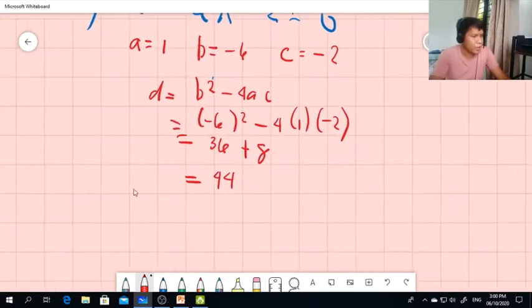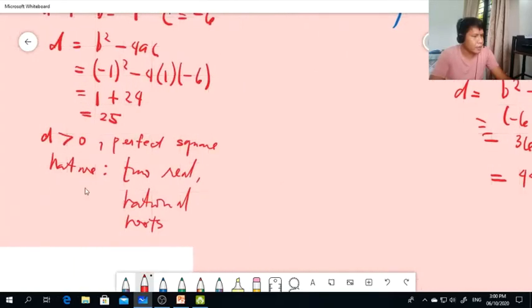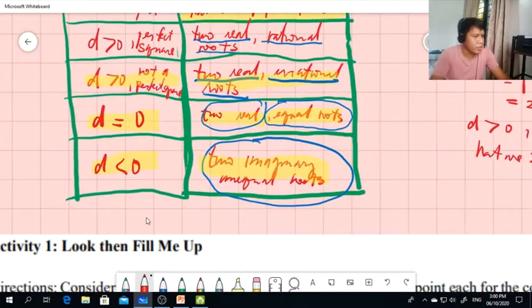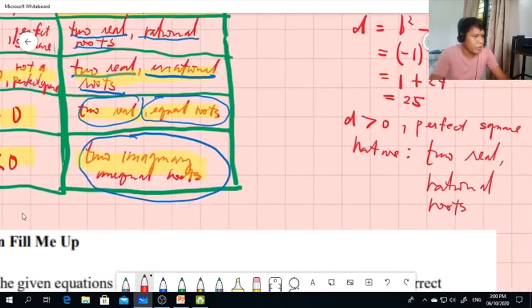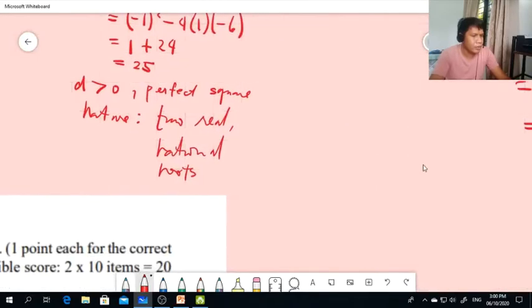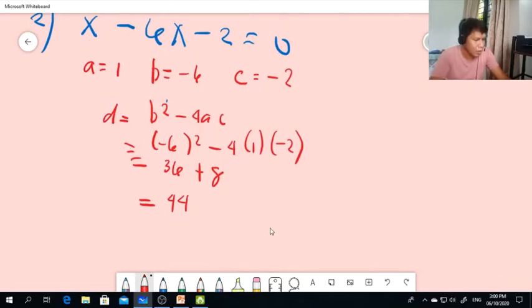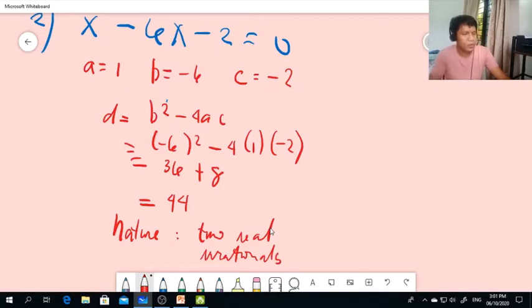So it falls under the second condition. Okay, what's the second condition again? When your d is greater than 0 and it's not a perfect square, there are two real and irrational roots. So the roots of this quadratic equation are two real and irrational roots. Why? Because your 44 is not a perfect square. Okay, but it's still greater than 0.